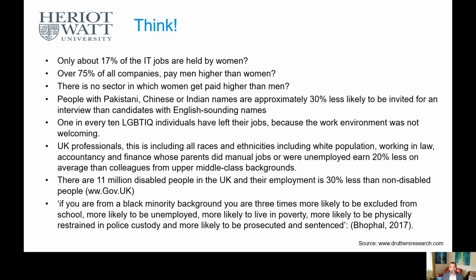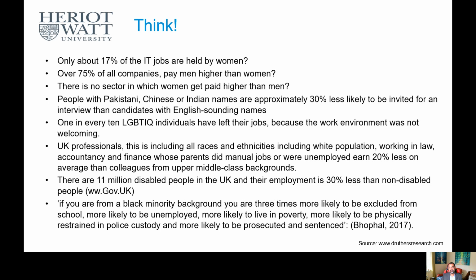Now, let me start with some facts in relation to the British context, which I am sure are also relevant in other contexts and countries as well. Think about these. Only about 17% of the IT jobs are held by women. Over 75% of companies pay men higher than women. And there is no sector in which women get paid higher than men.